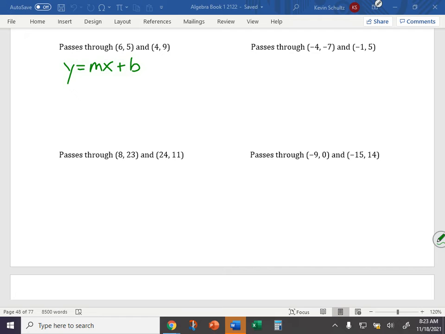We actually have a formula, folks. If we know two ordered pairs, it will give us the slope of the line: y2 minus y1 over x2 minus x1.